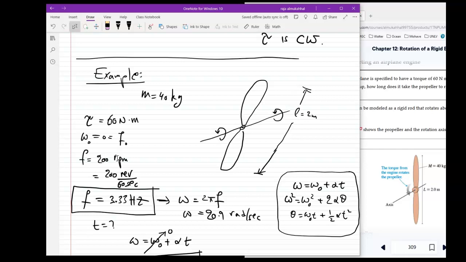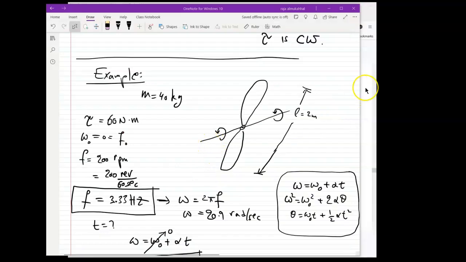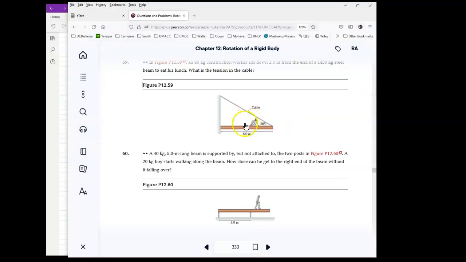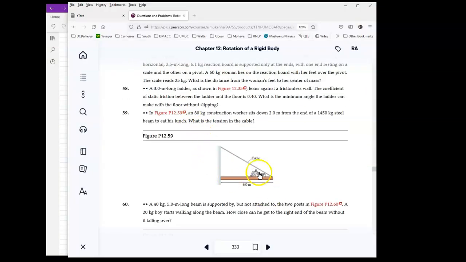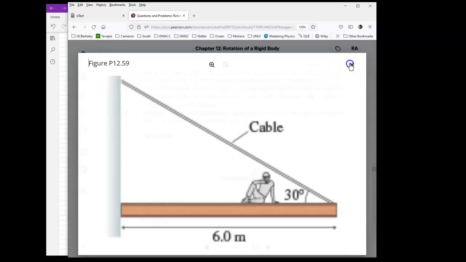Okay, let me go to problem number 59 in the textbook. So what you're looking at, you have a beam, you have a worker resting, you have a cable hooked up to the wall, and at one end of the beam, and the beam is attached to the wall in that fashion. This is a 30-degree angle, and the length of the beam is 6 meters. So let's read the problem.